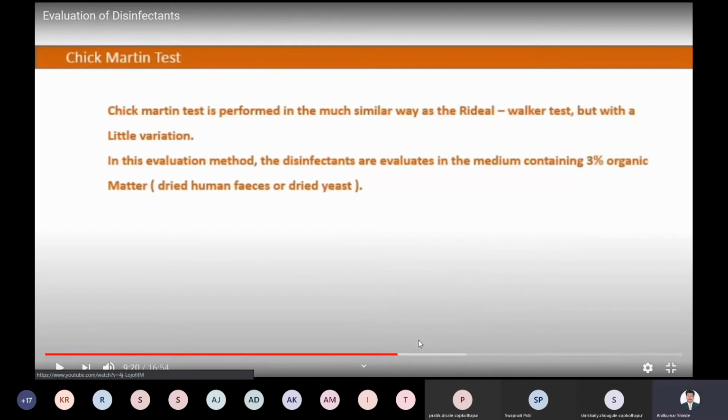Then the Chick-Martin test is there. The Chick-Martin test is performed in a similar way to the Rideal-Walker test, with some little variations. In those variations, 3% of organic matter can be used. We have seen that: dried human feces can be used as the organic matter.